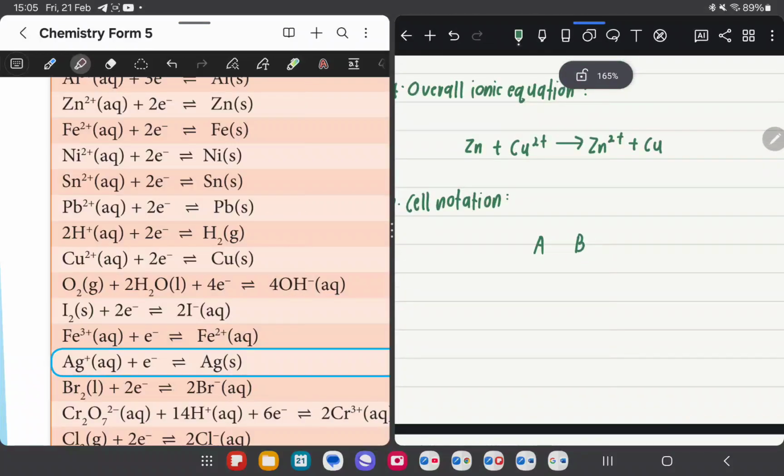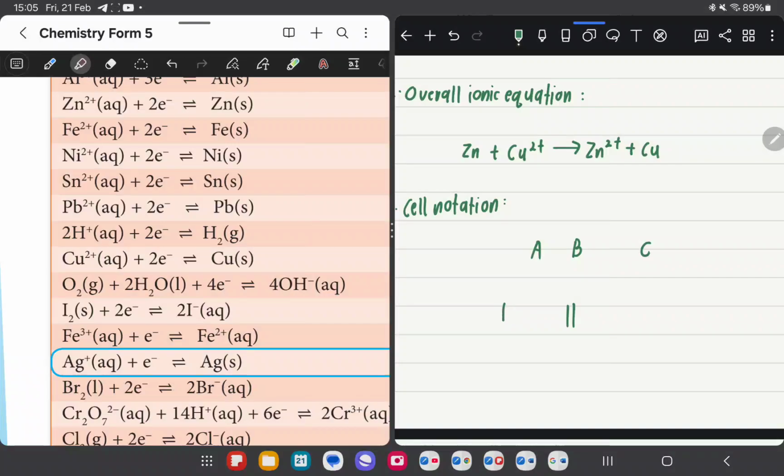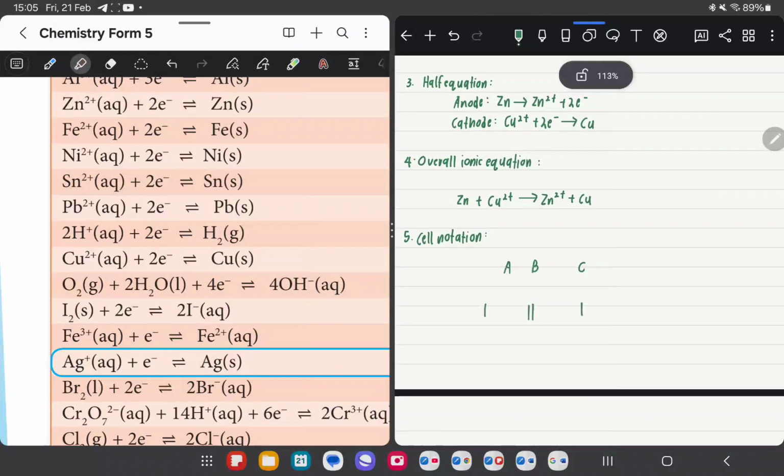A, B, C. Your B is bridge, meaning that you need to have two lines like this, and your A stands for anode. So what you should do when A stands for anode is you do one line like this, and the same for C, one line. Okay, done. Then at your anode, try to see your half equation.